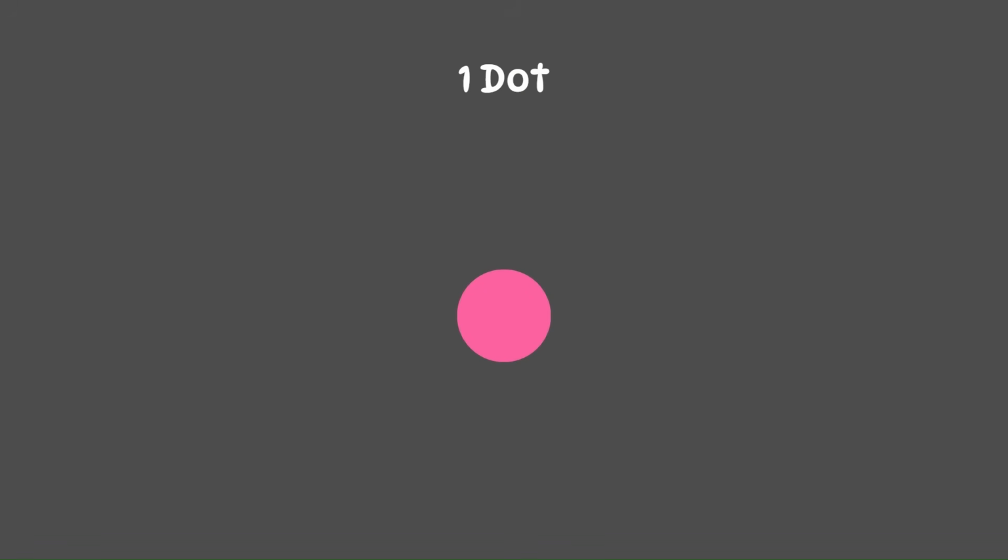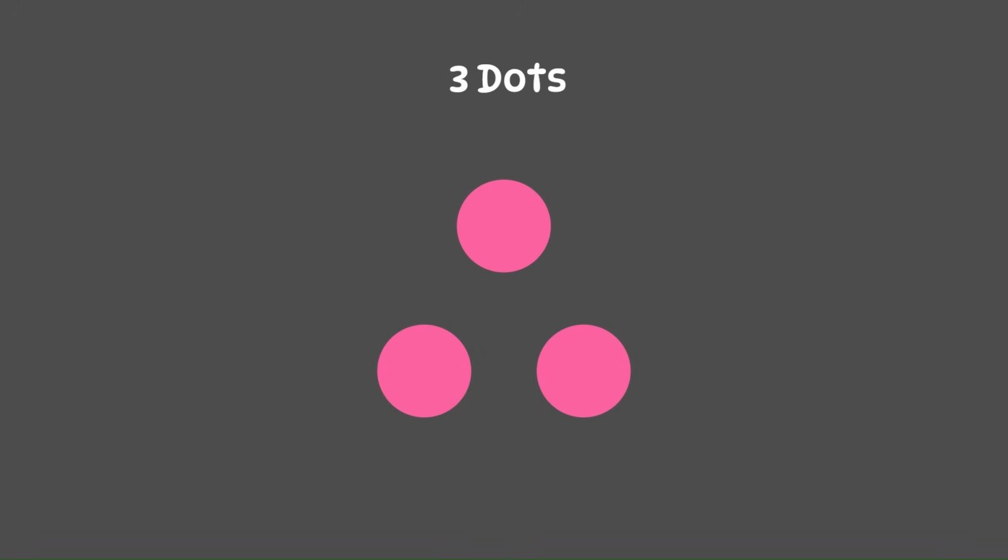Let's start with just one dot. Even one dot can be considered as a tiny triangle. So, 1 is also a triangular number. Next, we have three dots, and we can arrange them like this to form a triangle. So, 3 is also a triangular number.